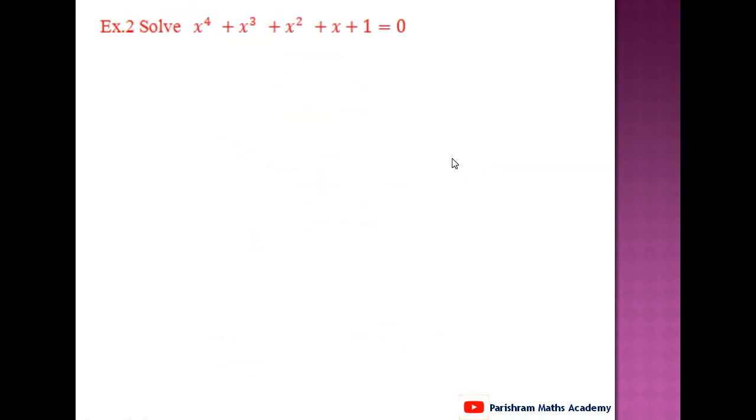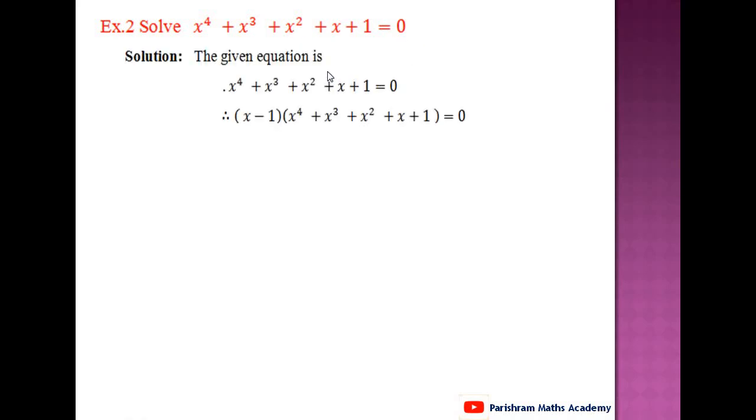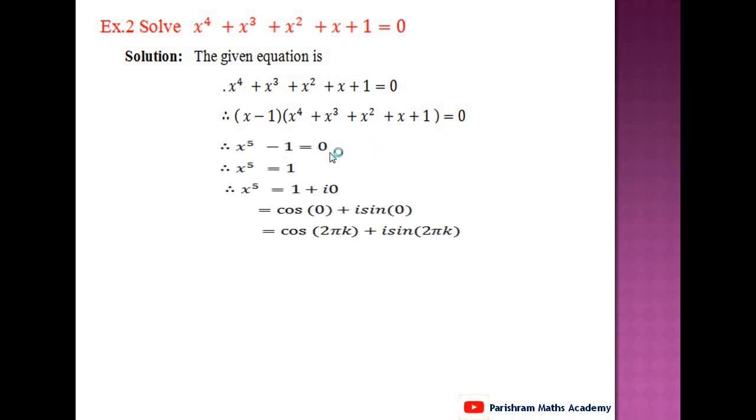Okay, next example. To solve x raised to 4 plus x cube plus x square plus x plus 1 equal to 0. Now to solve this equation, first you can multiply this equation by x minus 1. If you multiply by x minus 1, then the left hand side simplifies, and we get x raised to 5 minus 1 equal to 0.